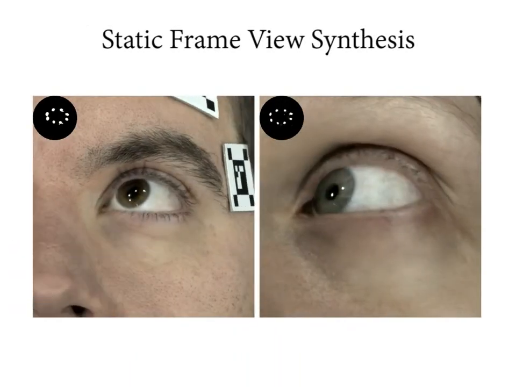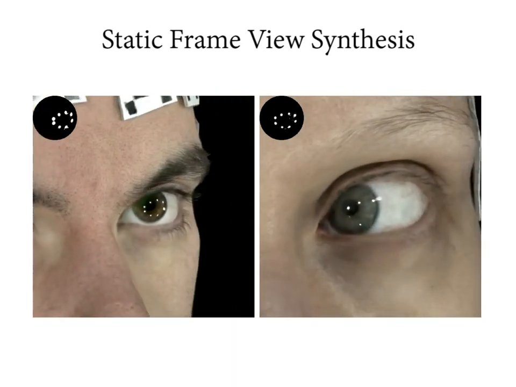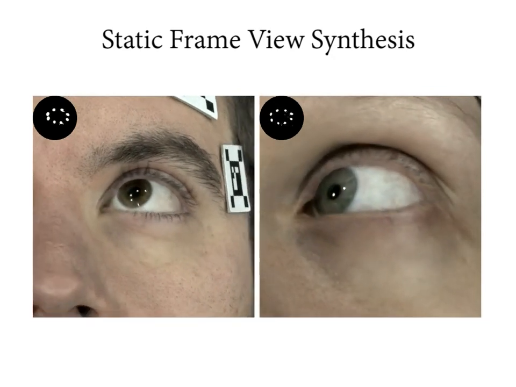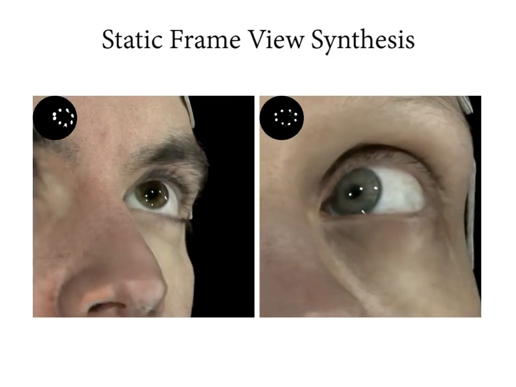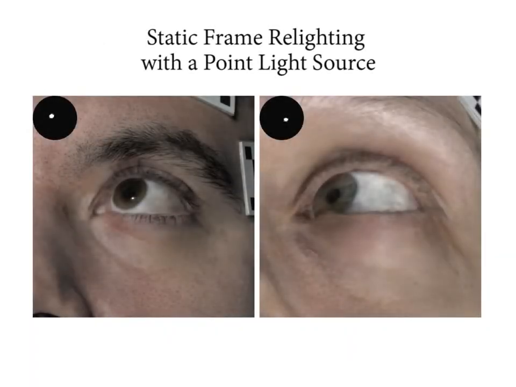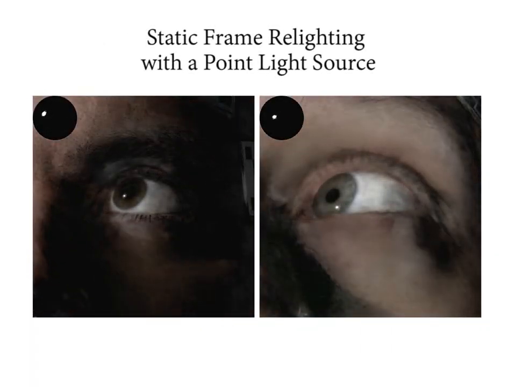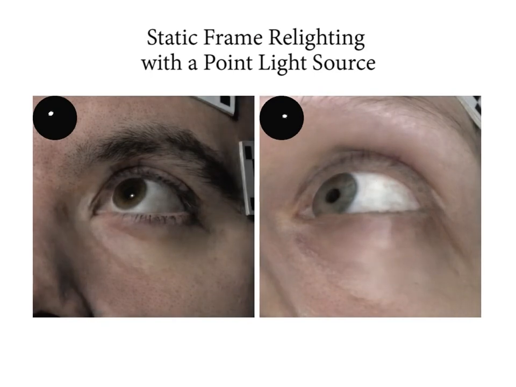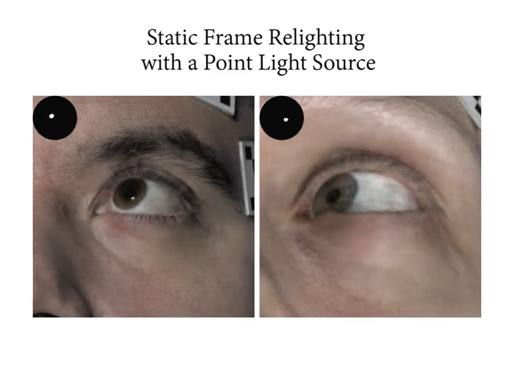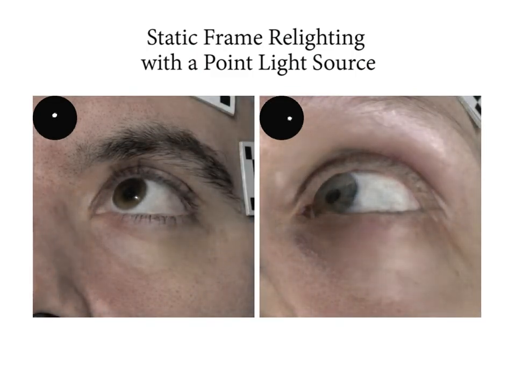Here, we show single-frame view synthesis results on more subjects. Note the high-quality synthesis of deformable components such as eyelashes and strong view-dependent appearance of the skin. We relight the static frames with a moving point light source. Note the high-frequency reflectance of the cornea and the strong self-shadowing effects enabled by our visibility-baked reflectance field.